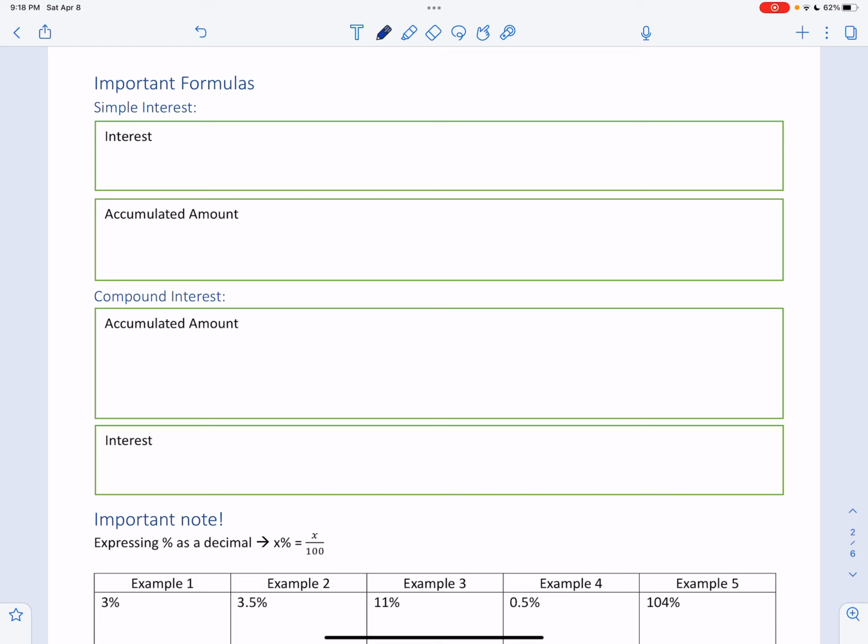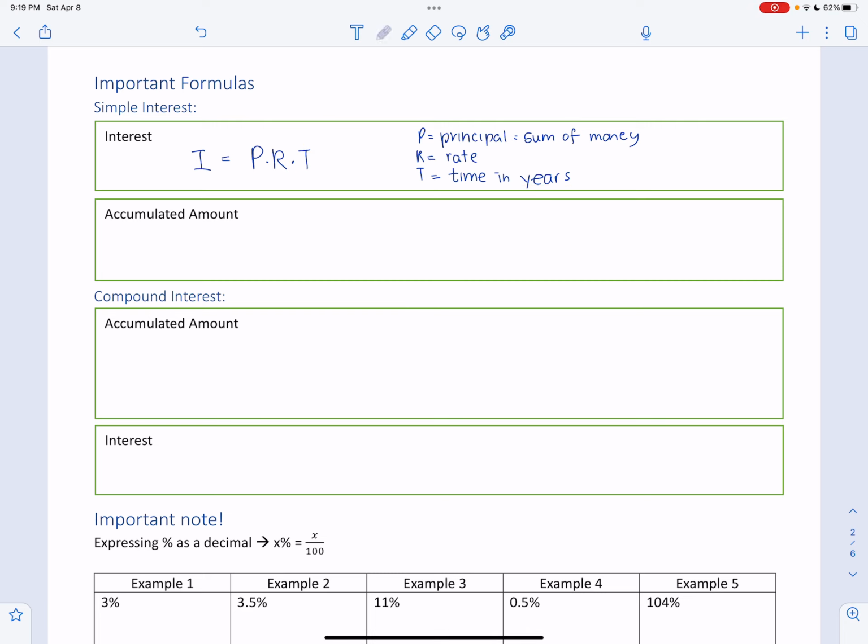We have our simple interest, where I equals P times R times T. P for principal, what you started with, or the sum of money. R is the rate, and T is time in years. So this is important: time in years. We only multiply the number as is if the time is in years.